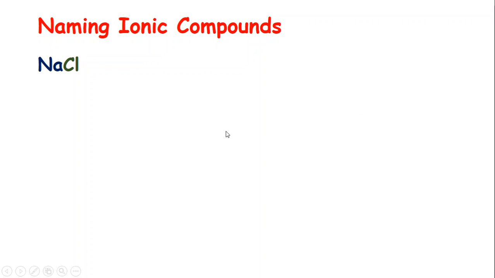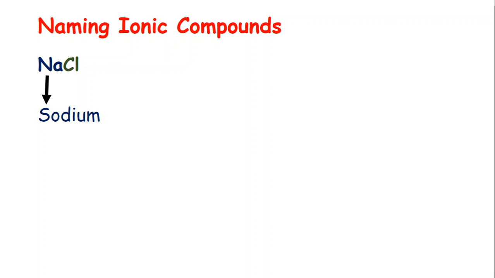Basically, in an ionic compound we always have one metal and one non-metal, and to find the name we need to get the periodic table and find the element names for the symbols. So first of all we need to find the element that has the symbol Na. The element with the symbol Na is sodium. So sodium is the first part of the name of this compound.